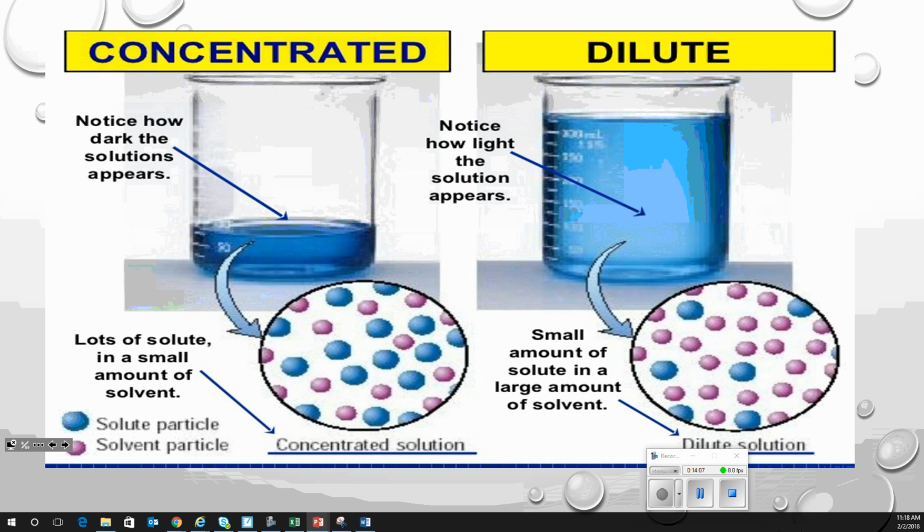So what's this stuff called? A solute is what is being dissolved, and a solvent is what is doing the dissolving. When a solute and a solvent come together, we call it solvation. Not salvation, solvation. The process of solvation produces a solution. Okay?